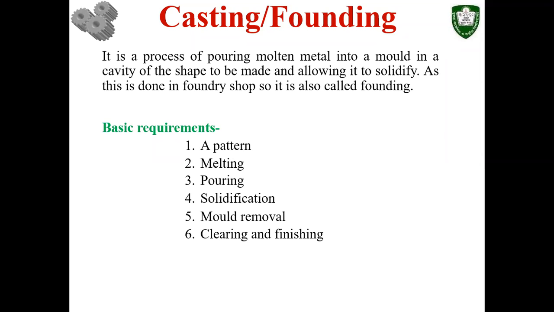So you need to have a melting system where you melt the metals or any other plastics or any other material, whichever material you want to use to manufacture a part. And the third one is the pouring system. How do you pour that molten metal into the cavity?